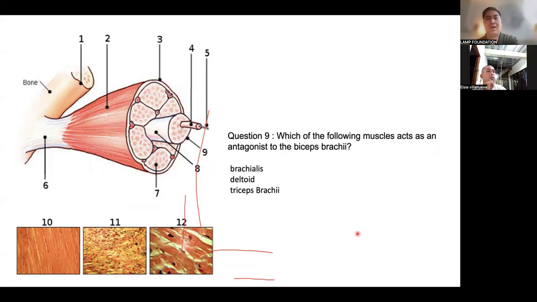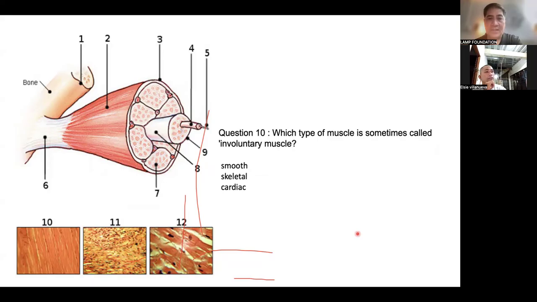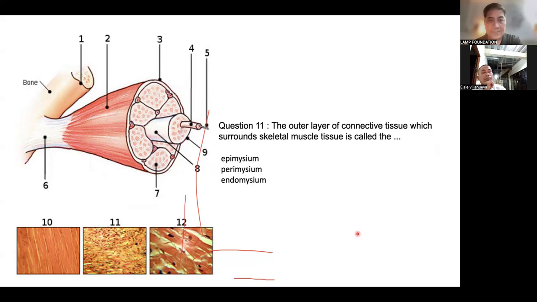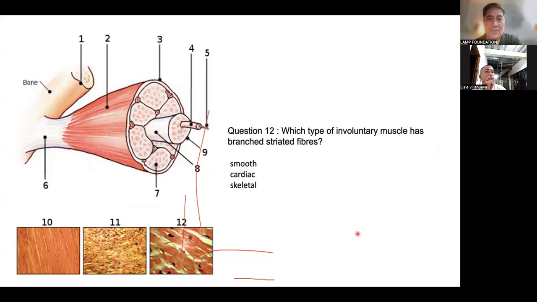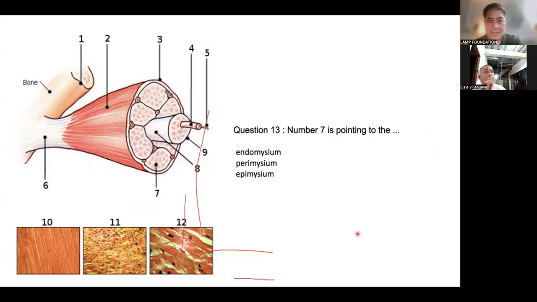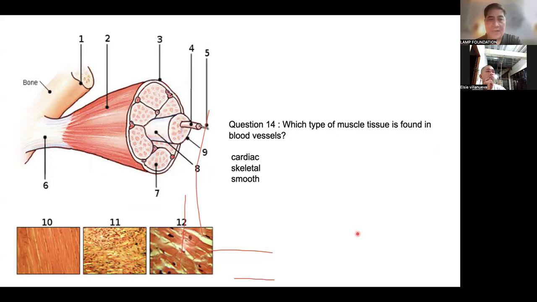Myofibril. Which of the following muscles acts as antagonist to the biceps brachii? Triceps brachii. Which type of muscle is sometimes called involuntary muscle? Smooth muscle. The outer layer of connective tissue which surrounds skeletal muscle tissue is called epimysium. Which type of involuntary muscle has branched striated fibers? Cardiac. Number 7 is endomysium.